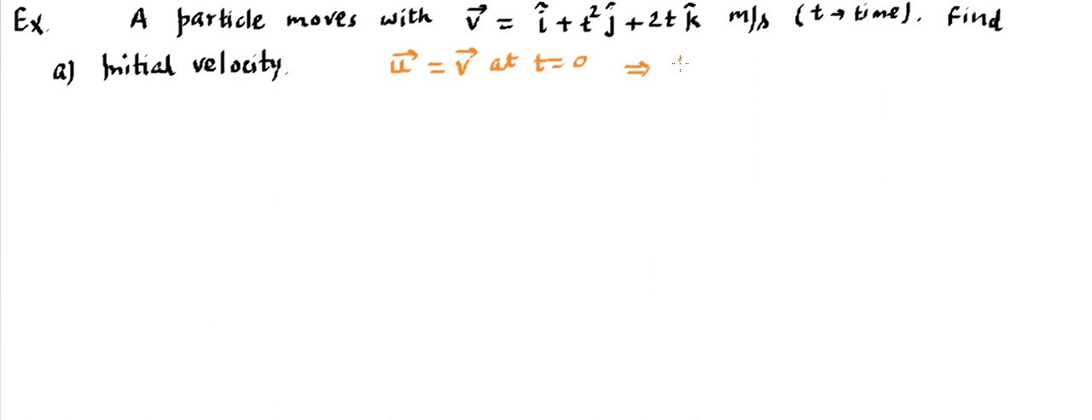So this u vector came out to be i cap meter per second. So we can claim the initial velocity is 1 meter per second in plus x direction. So that's the first part.